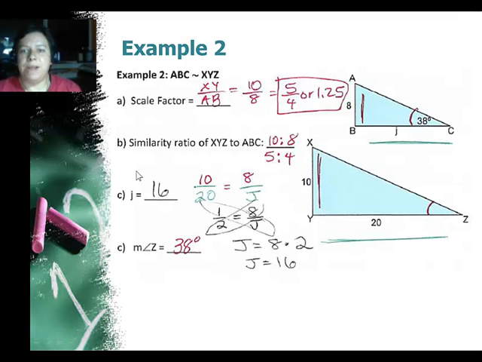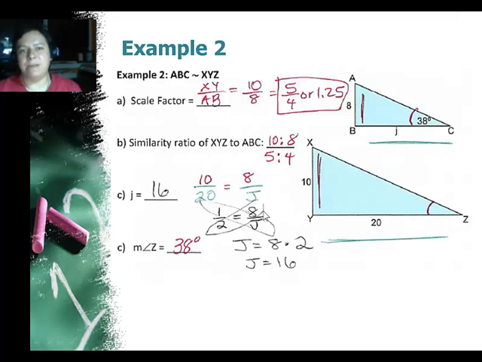Now they want me to find side J, which is over here in green. So I'll set up a proportion. 10 to 20, I did red to green, is the same as red to green. I could have actually done it a little differently and said 10 to 8, the corresponding sides for the two polygons, is the same as 20 to J. That would have worked just fine too. But this is how I set them up.